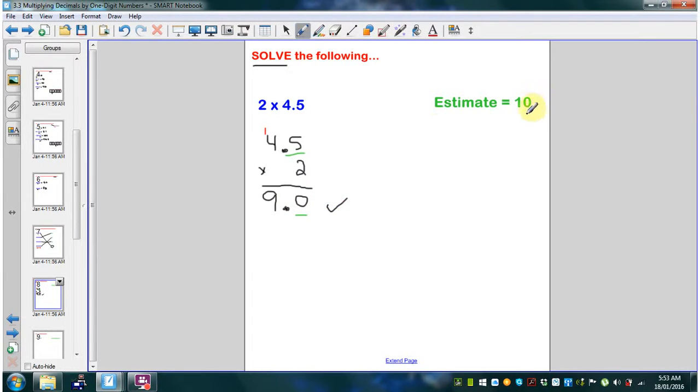Is it close to 10? Yes, it is close to 10. 9 is close to 10, so our answer is very close. So we know our estimate lets us know if we have the right answer, because it's around what we guessed. Okay, so write that down in your book. And then when we're ready, we're going to try another example of solving or finding the exact answer.